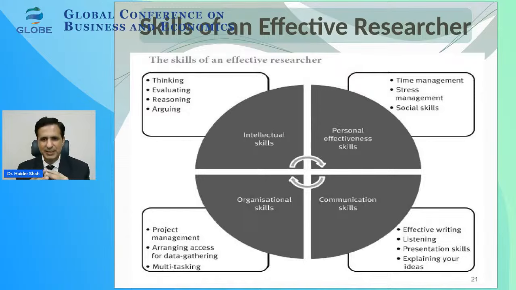Second important skill is stress management in the personal effectiveness skills. Are you able to manage the stress? Because there is stress related to the research, about collecting the data, about speaking to the people, about arranging the different things in a way that it makes sense. So how you are going to manage your stress in between all those activities, that is a very important skill.